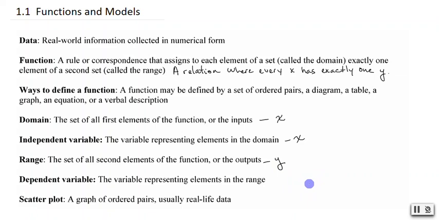A scatter plot is a graph of ordered pairs, usually real life data. And we'll get into making those on your graphing calculator through the course.